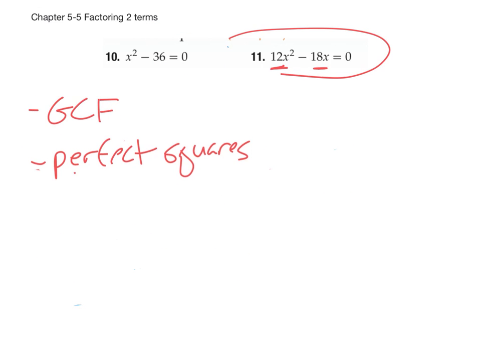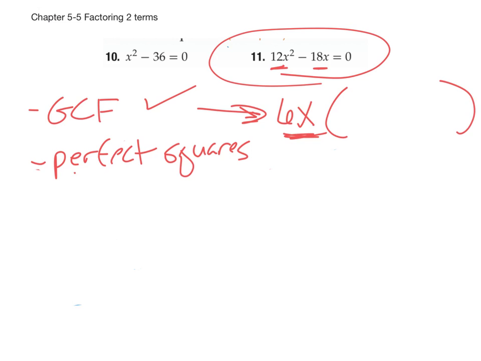Now let's look at this next problem. Two terms, 12 and 18. And is there anything common between the 12 and 18 and the x squared? There is. So we can go ahead and take out that greatest common factor, which in this case is a 6 and an x. That's what's common between both these two terms. So this is called the greatest common factor.